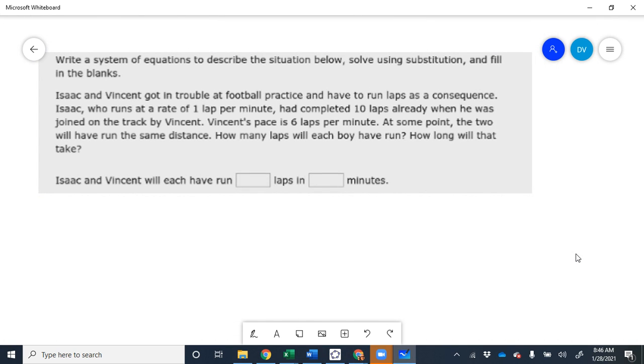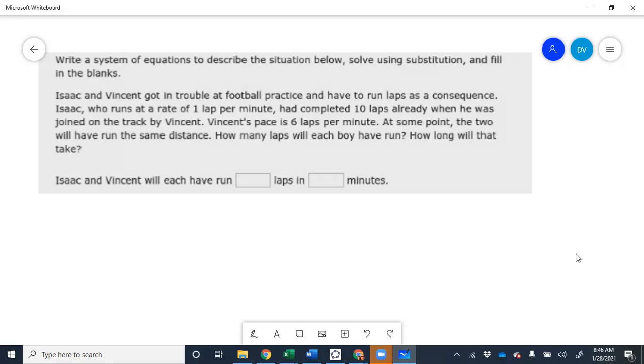Okay, so this problem, we're going to use systems, and like it says, we're going to write equations. Those equations, I want to stress the word equations, plural, two of them. The other thing I want to stress is that we have two things that we don't know. How many laps and how many minutes. Let me go ahead and read the problem first, and then I'm going to repeat what I said a second ago.